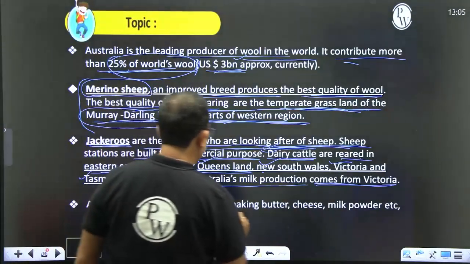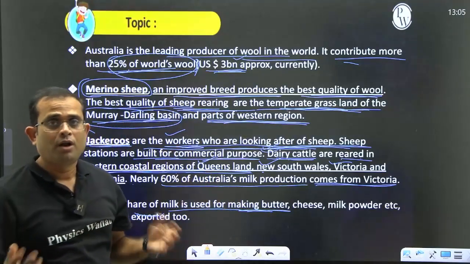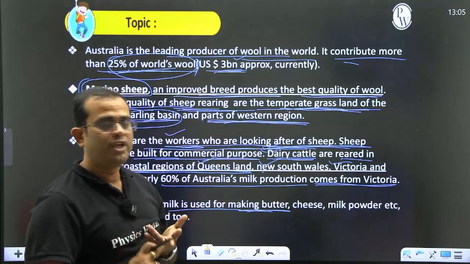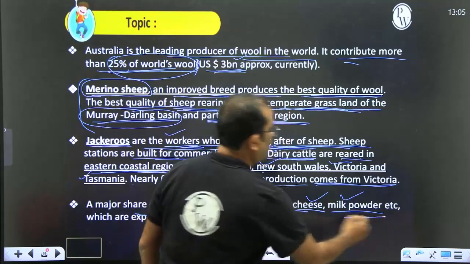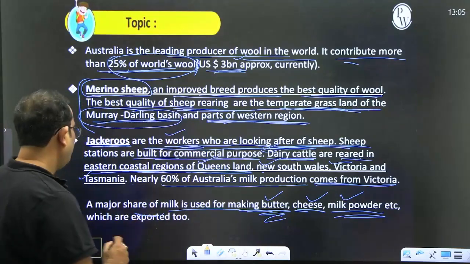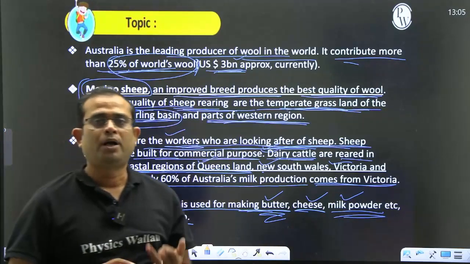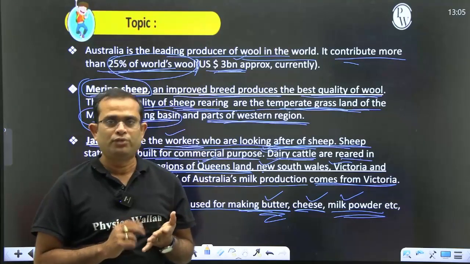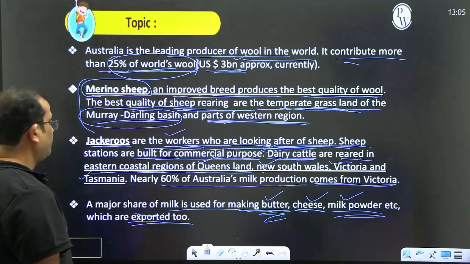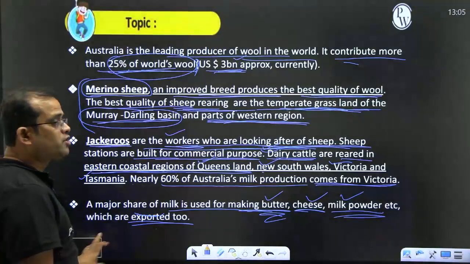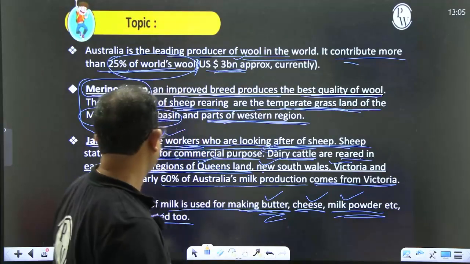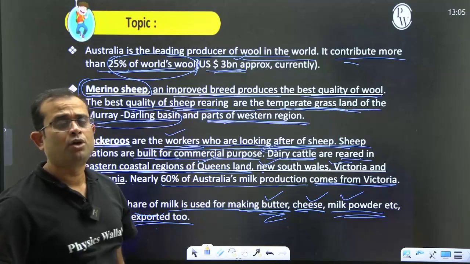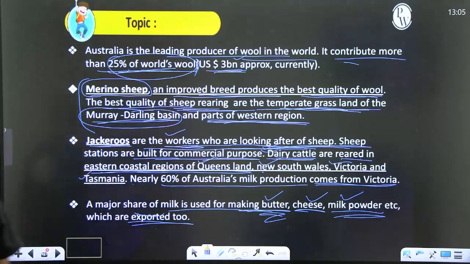So a major share of milk is used for making what? Milk is basically used for butter, cheese, and milk powder, which are also exported. So Australia is a leading producer of milk products and dairy related products in the world. Next we'll go to industries.